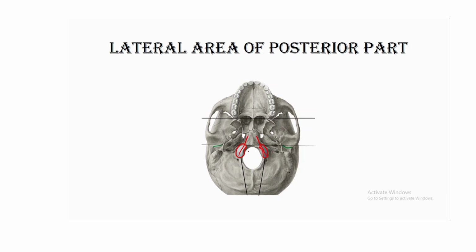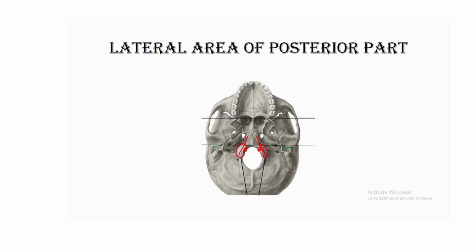The next structure is the hypoglossal canal or the anterior condylar canal. In the antero-superior aspect of the occipital condyles are two small openings, which are the hypoglossal canals. They are directed laterally and forwards. The function of the hypoglossal canal, or anterior condylar canal, is to transmit the hypoglossal nerve.